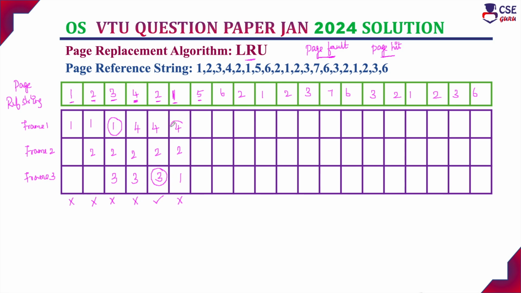So now the victim page is 4. Replace with 5. 5, 2, 1. And this is also a page fault. Next, 6. It is not available in any of these 3 frames.